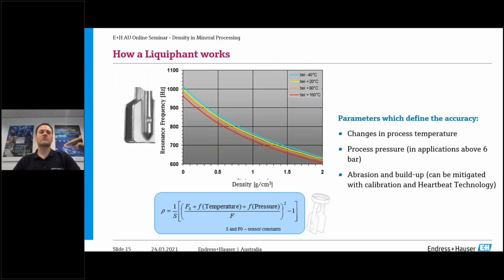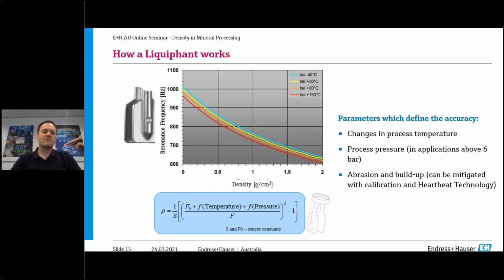I'm going to go into the next measuring principle here, which is the vibronic fork, and I'll explain how the vibronic fork works in density measurements. It's what we call the Liquiphant, a technology that Endress+Hauser has had a very long life with. I think it was first sold here in the 1970s, so about 50 years, with the device going through different generations.